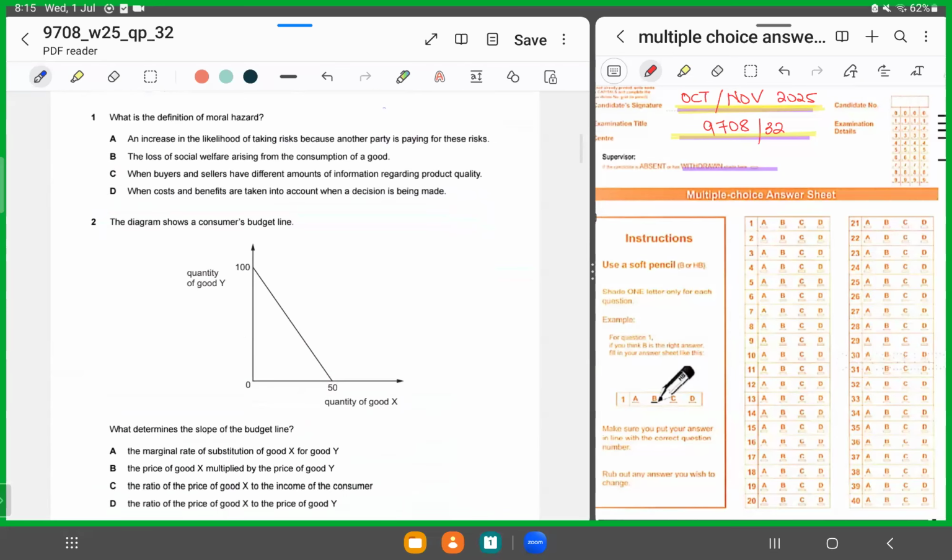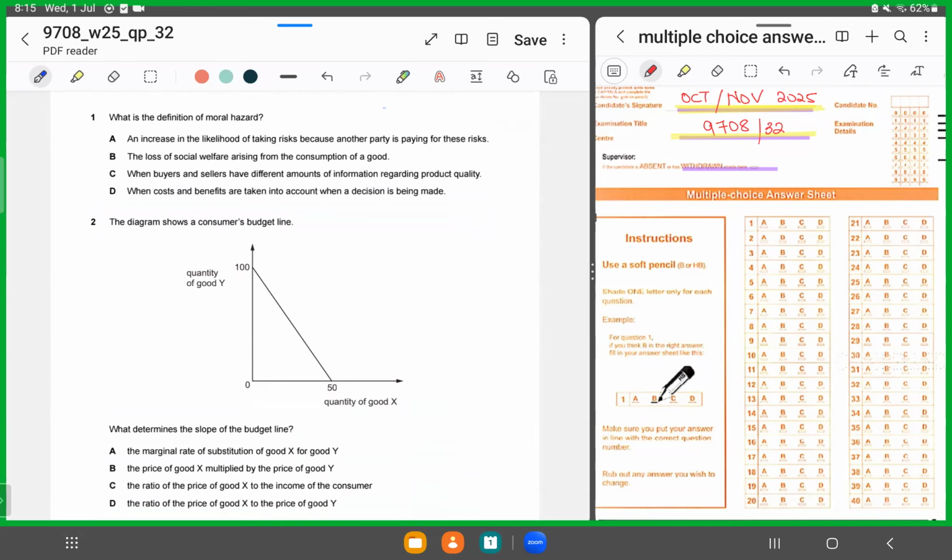MCQ number 1 talks about what is the definition of moral hazard. Now we know moral hazard occurs when people behave more recklessly, more carelessly, since they do not bear the full consequences of their actions. Like, for instance, if you know that your car is being covered by an insurance company, you're going to drive it more recklessly. So let's look at the options.